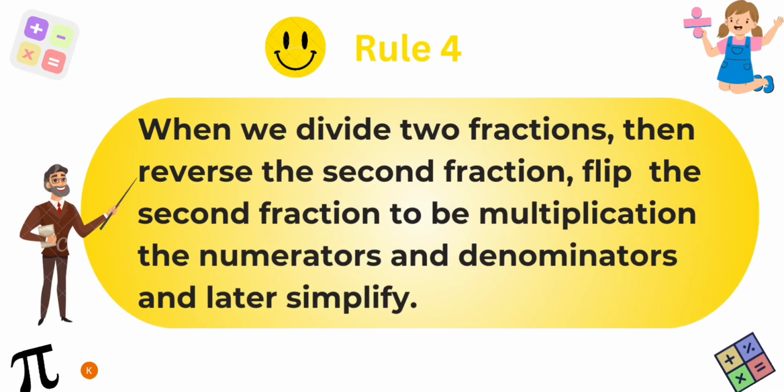The rule of division is as follows. When we divide two fractions, we reverse the second fraction by flipping it, so that it becomes multiplication. We multiply the numerators and the denominators, and later simplify.